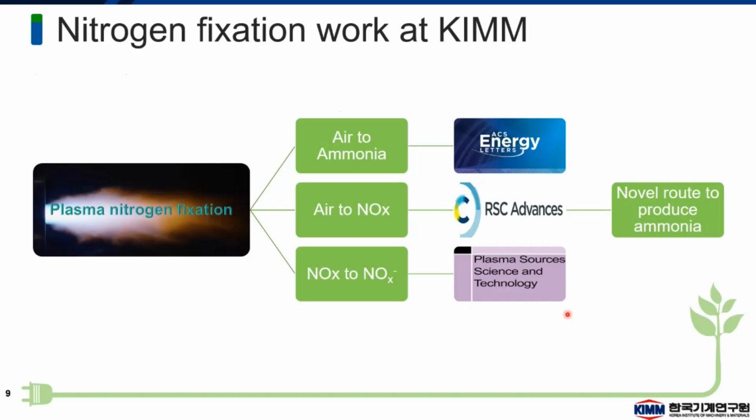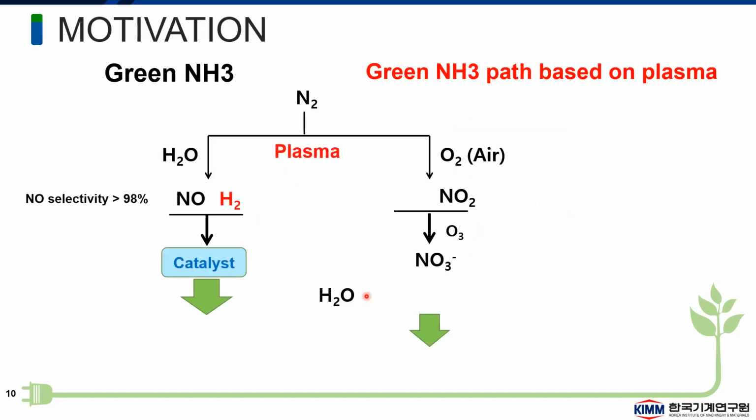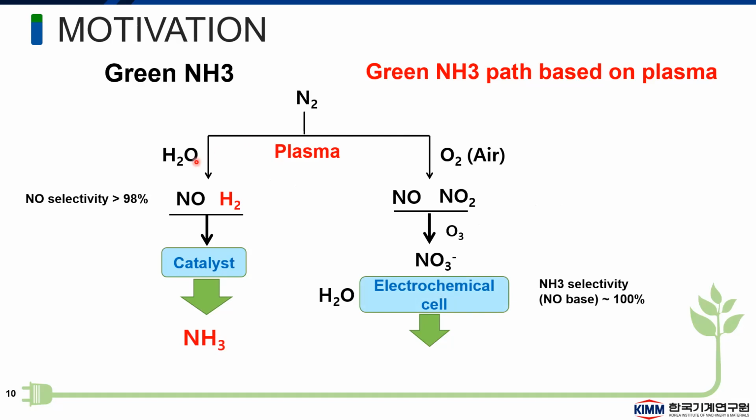So let's talk about nitrogen fixation work in our institute. We work on air to ammonia production, air to NOx production, and then NOx to nitrate production. There are basically two different ways to change basic compounds into ammonia using plasma. The first way is, if we introduce water inside a nitrogen discharge, we can get NOx and hydrogen. That NOx can be reduced with hydrogen to form ammonia. In this way, we can get 100% selectivity of ammonia.